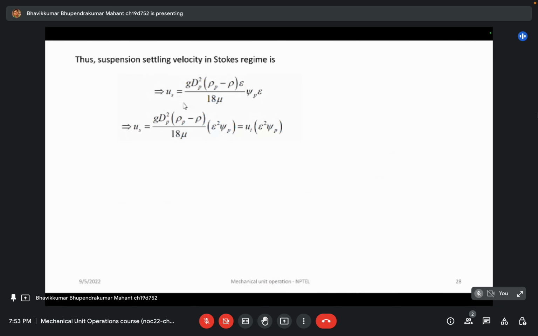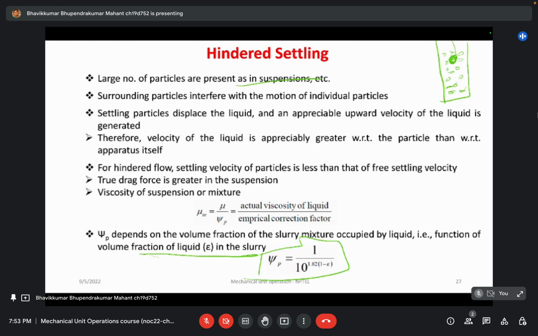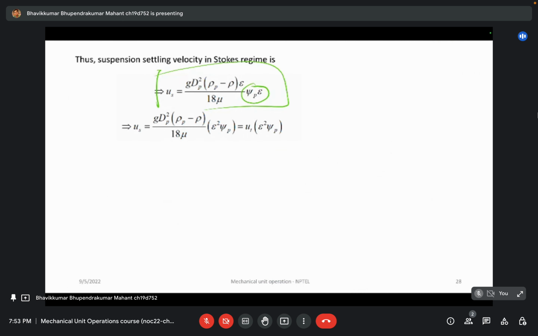The suspension settling velocity in the Stokes regime is given by the same equation, with a small change, like psi p times epsilon. So us is equal to g dp squared delta rho epsilon upon 18 mu. Here g dp squared delta rho by 18 mu is the terminal velocity. You put the value of viscosity in, and at the end you get the relation that the velocity in hindered settling is equal to the terminal velocity multiplied by the product of epsilon squared and psi p.